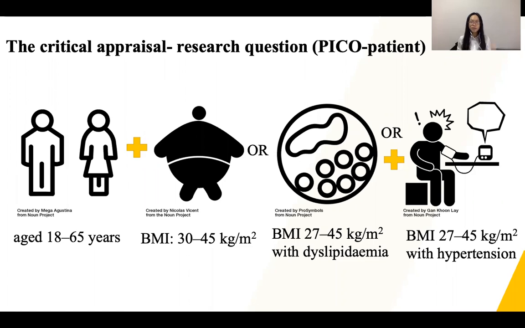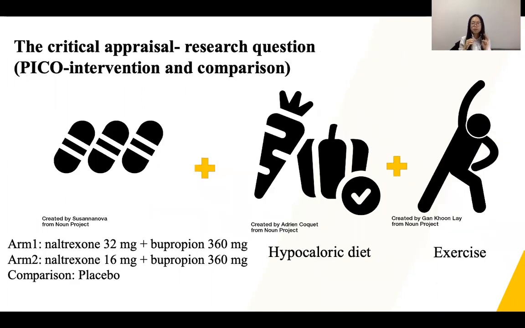The study focused on both genders, age 18 to 65 years old. BMI range was 30 to 45, or 27 to 45 with dyslipidemia or hypertension or both medical conditions. There are three groups in this study. All participants received the same instruction on diet and exercise, but a different medicine. Group 1 and Group 2 received the same bupropion, but a different dose of naltrexone, compared to placebo medicine.